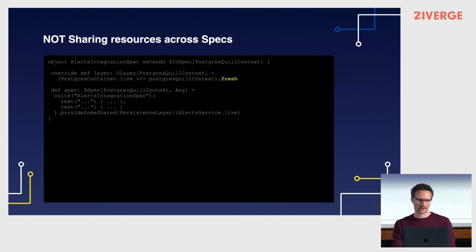One last thing here is how you can opt out from this behavior if you need. You can just use the fresh method on the layer, which is nothing new. This has been already there. So just use that if you need to opt out.